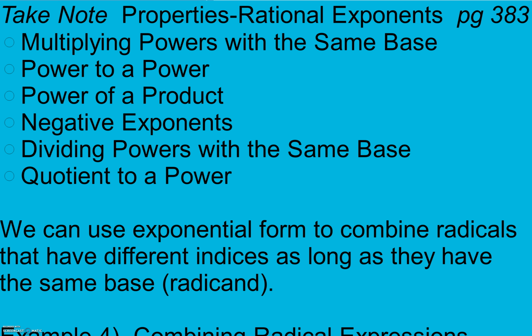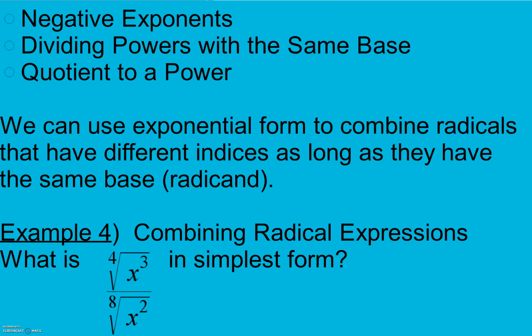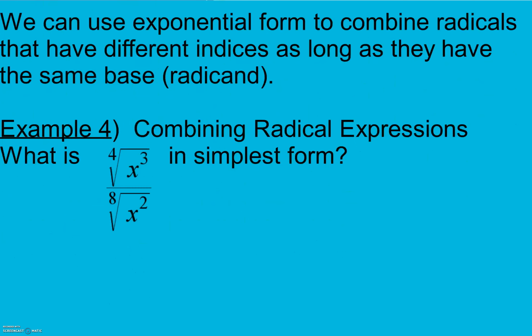So we can use exponential form to combine radicals that have different indices, or if our index numbers are different, as long as they have the same base or radicands. So if we look at example 4 here, I have an x and an x for my radicands. It doesn't matter that my exponents are different. That's fine, okay? I just need that radicand to be the same. So in my numerator, I keep my base. My exponent's already raised, so remember that goes in my numerator, and my index is my denominator.